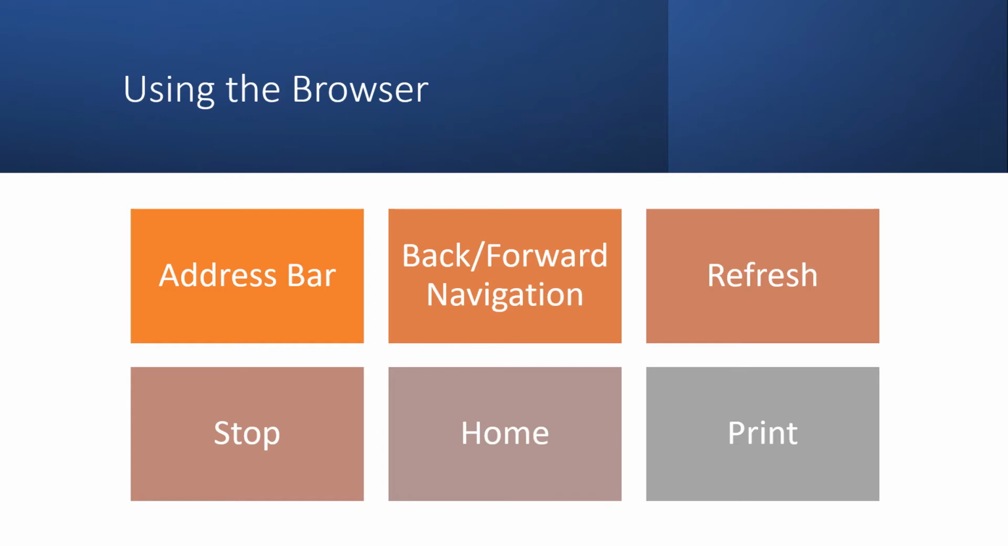You have a stop button, which would stop whatever is going on. If it's reloading a page or loading a page, it would stop that action. You have a home button, which allows you to go to a predetermined home page. And then you have print options. You can change the setting, you can preview, and you can do a lot of other things with the print screen right in your browser.